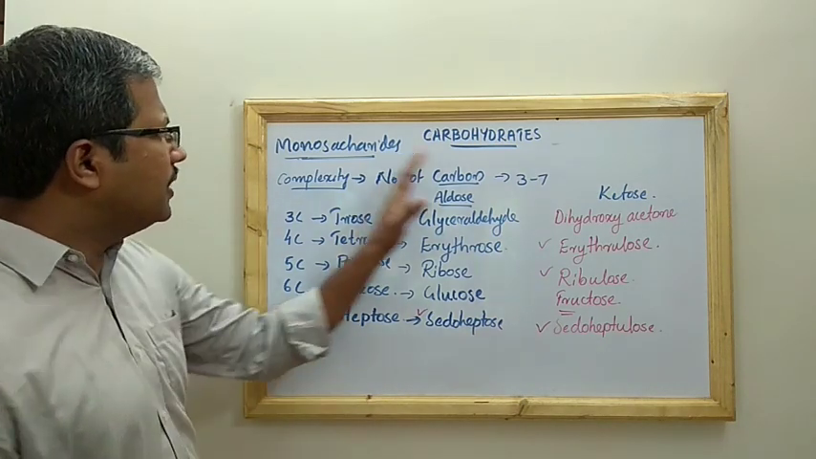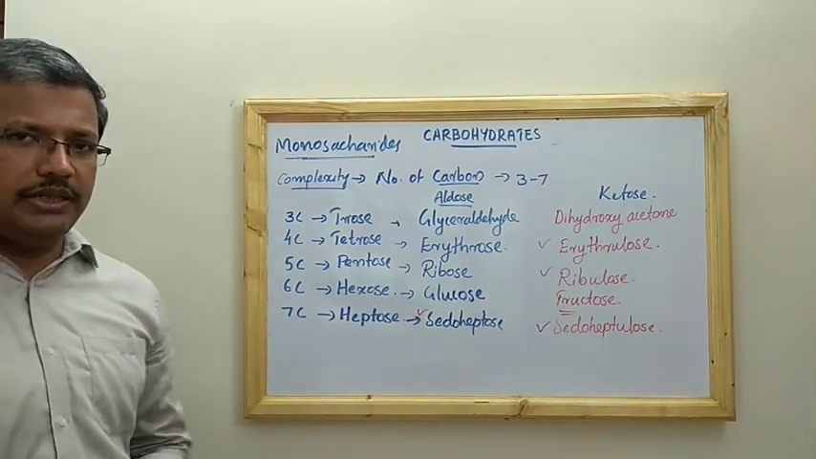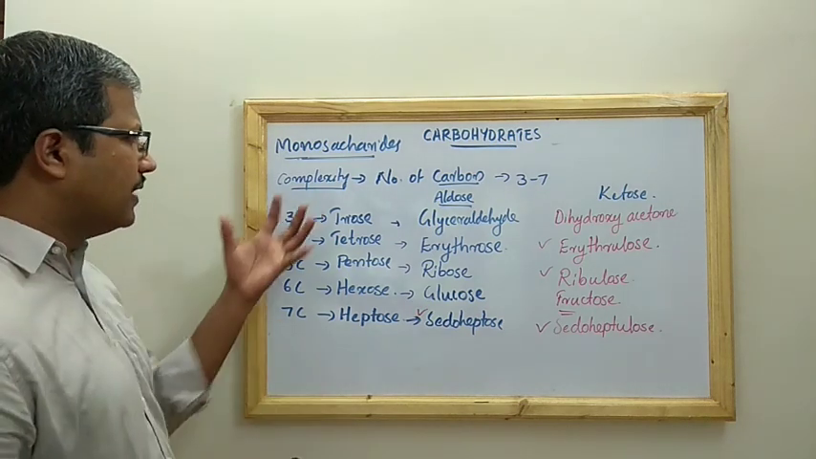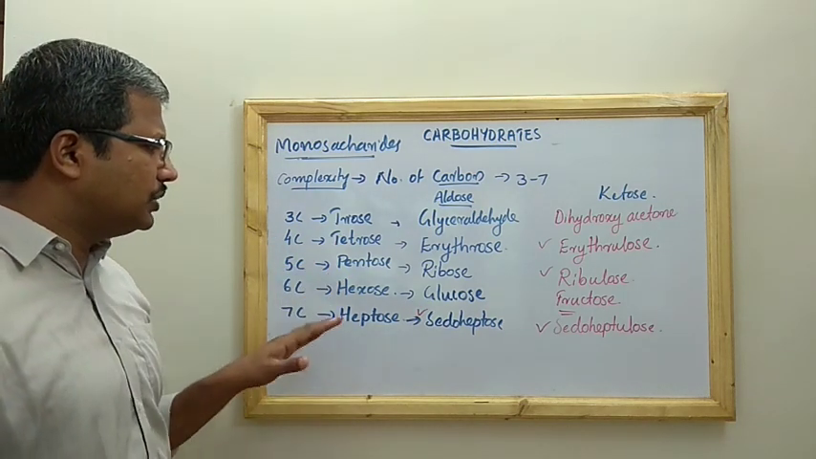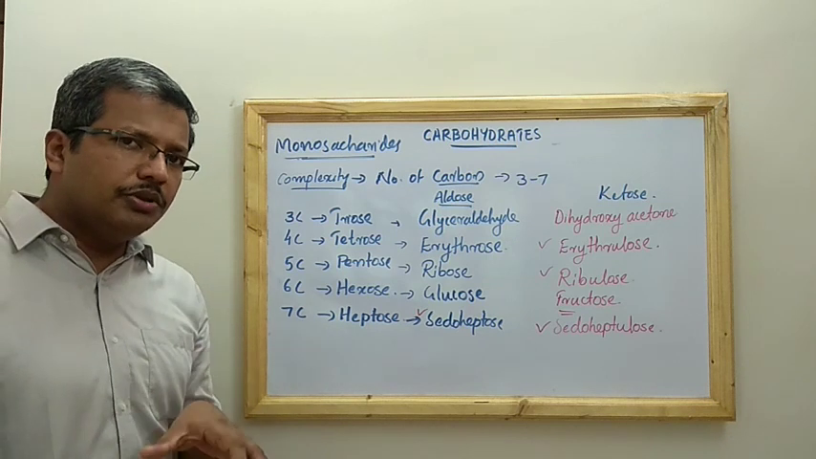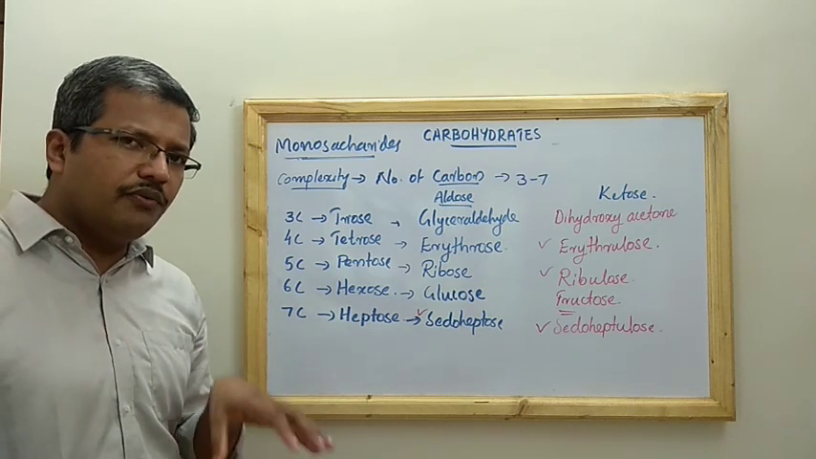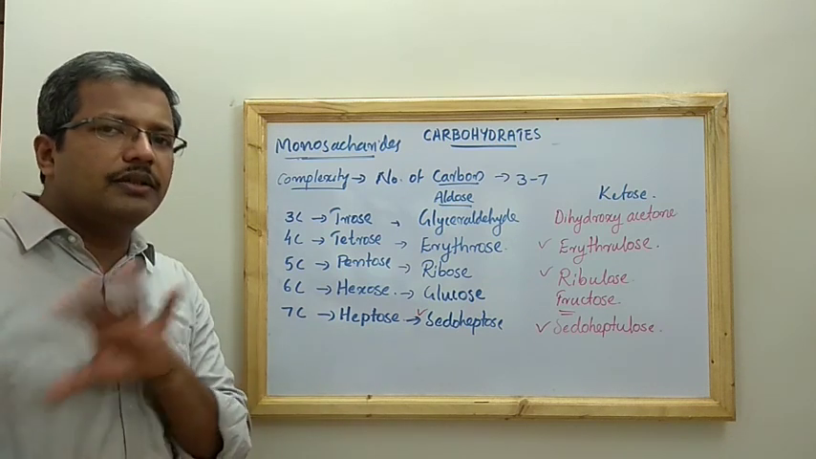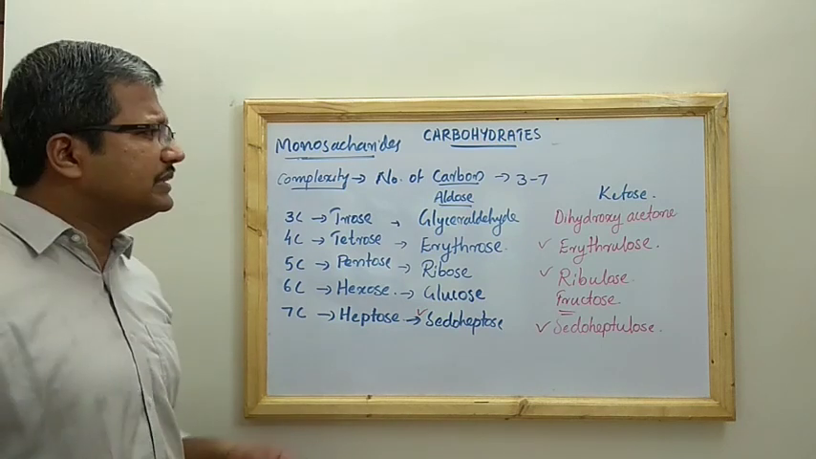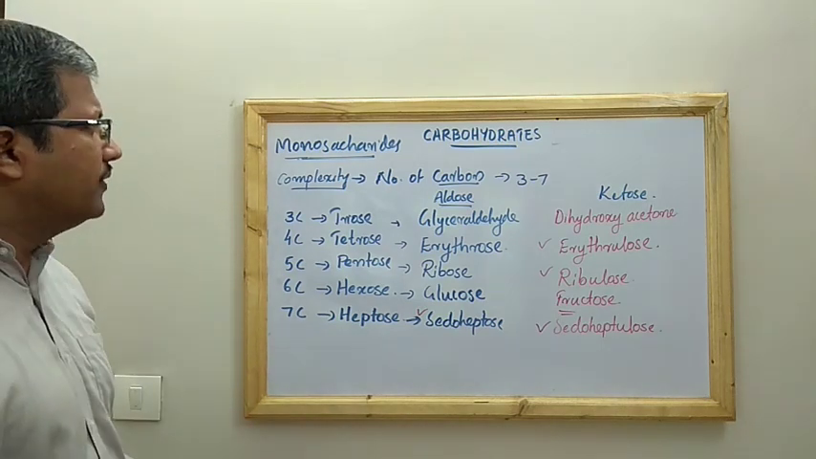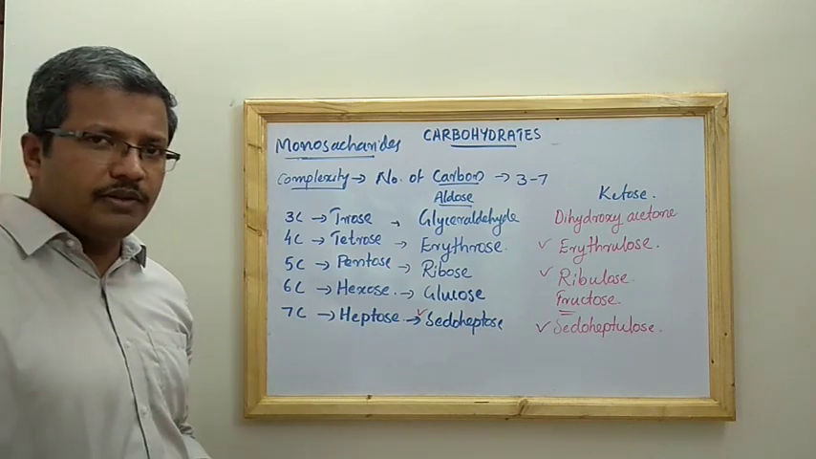Okay, so these are the main monosaccharides. Based on complexity, we have classified them as triose, tetrose, pentose, hexose, and heptose, where the number of carbons is 3, 4, 5, 6, and 7 respectively. Now let us see some aspects of these monosaccharides. So let us see that.